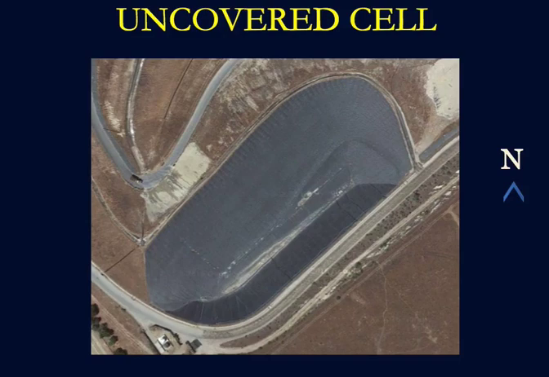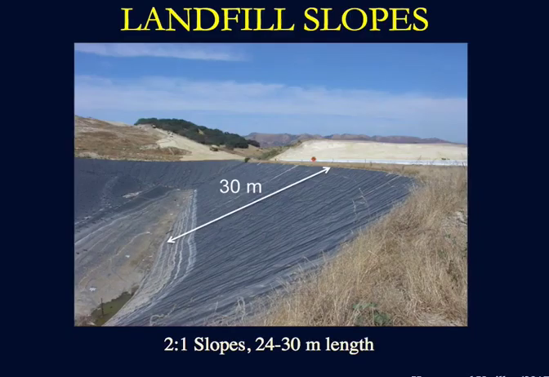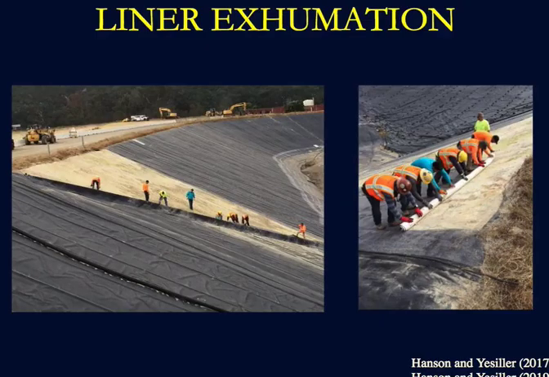To start with, let's look at the site geometry. This photograph is showing an image taken from the corner that I described. The slope length ranged from 24 to 30 meters, and this was a relatively steep slope at 2 horizontal, 1 vertical. And I'll move from here to identify the exhumation process that was undertaken. This was done by a contracting crew.